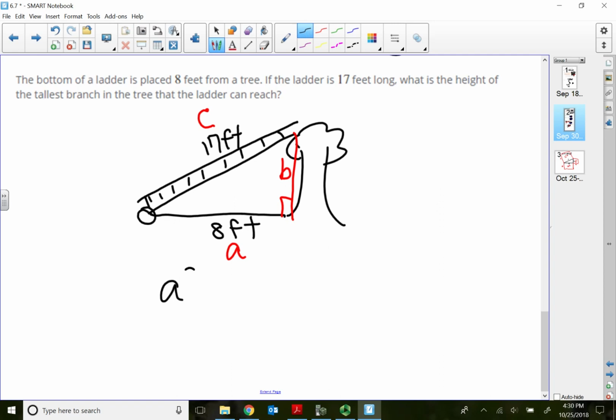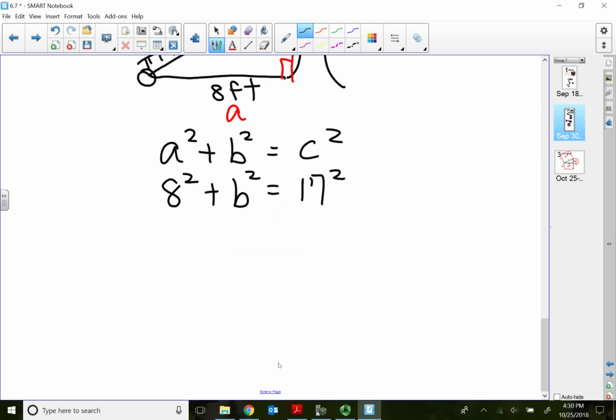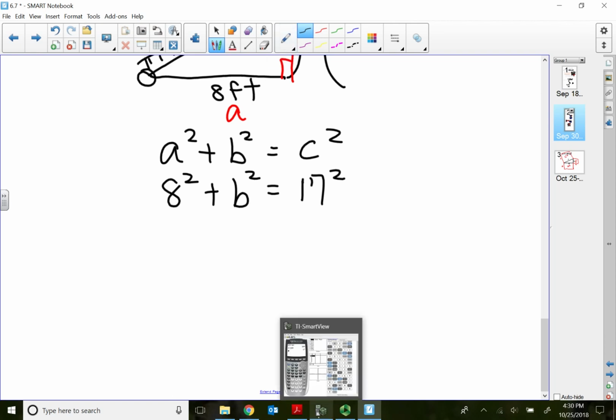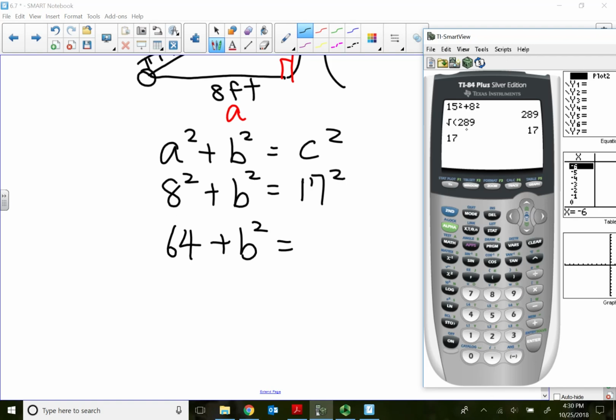All right, so A squared plus B squared equals C squared. The hypotenuse is 17 squared, set equal to A squared plus my missing leg, the height of the branch here, B squared. Let's do a little bit of algebra. I know we have not formally introduced algebra yet, but let's do a little bit right here. I know 8 squared is 64, plus B squared equals 17 squared, which is 289.